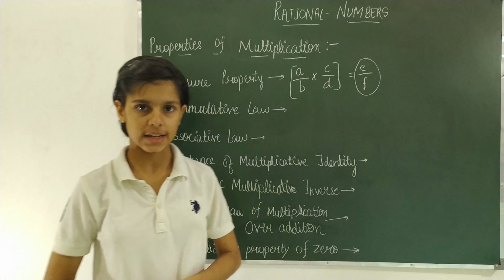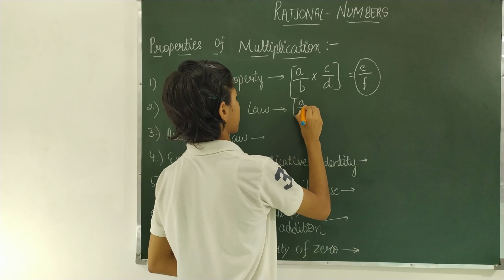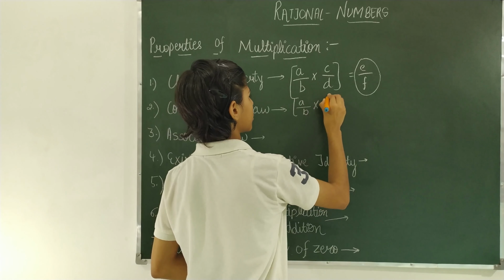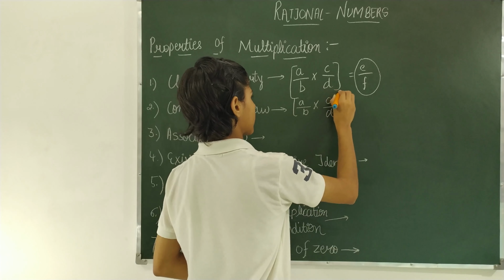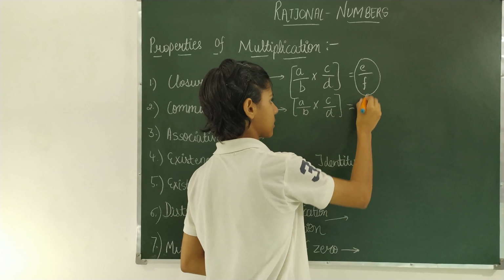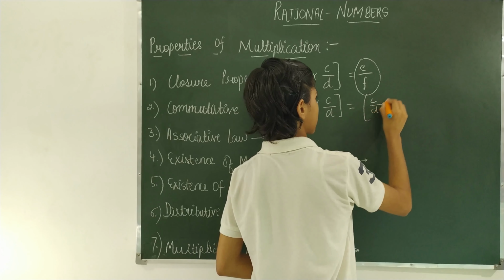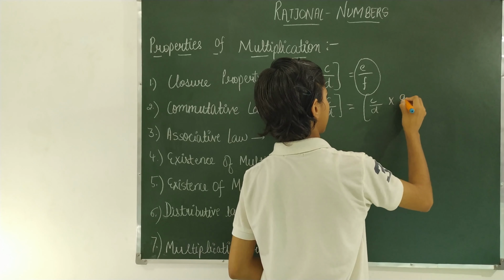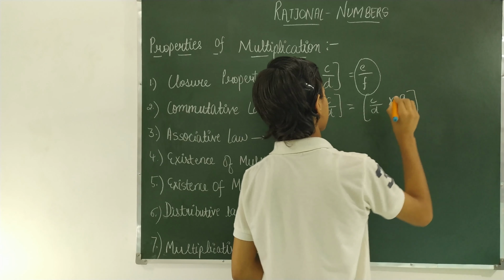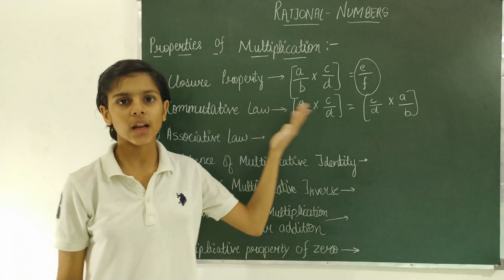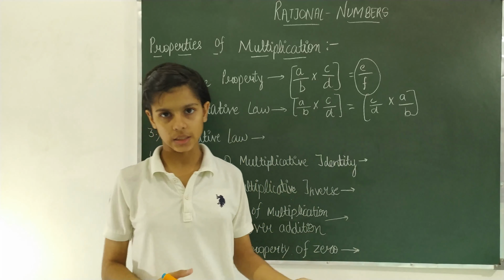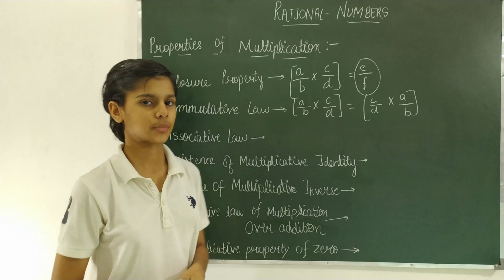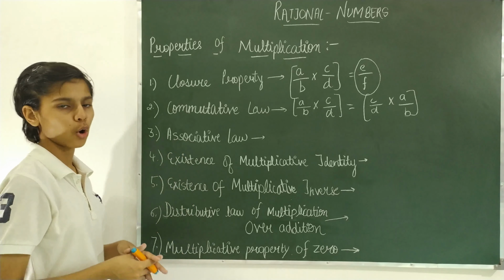Next is the commutative law. If we have any two numbers, for example a by b into c by d, it can also be represented as c by d into a by b. Means we can place any number at the front or at the last. The answer will remain same. This is known as commutative law.